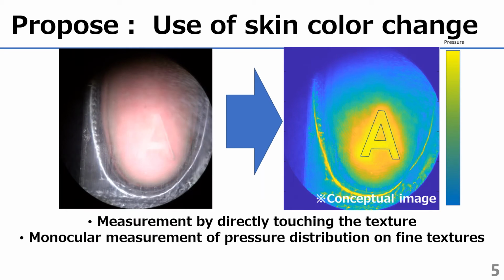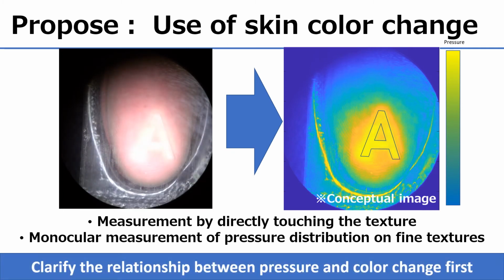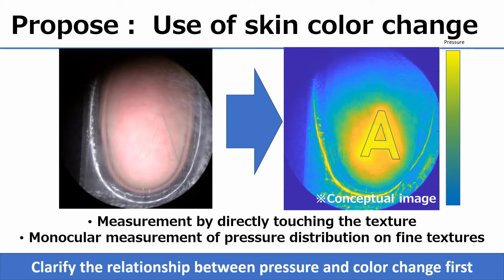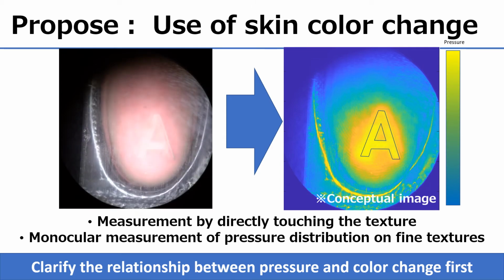In order to solve these problems, we propose a method that uses the skin color change under pressure. This makes it possible to measure directly on a texture, and even on very fine textures with a single camera. In order to realize this method, we first need to clarify the relationship between pressure and color change. In this presentation, we performed an experiment on this point.